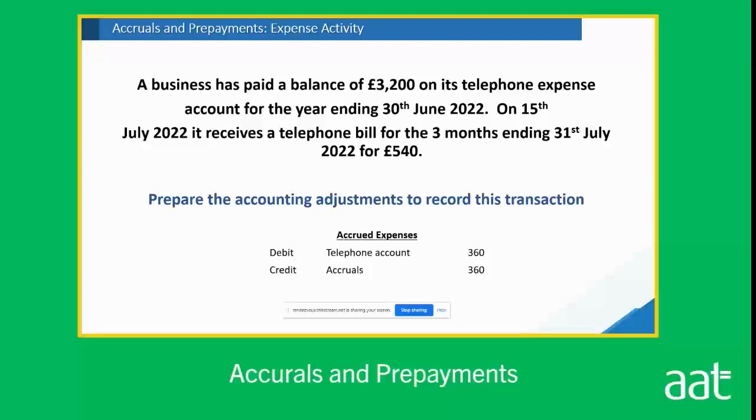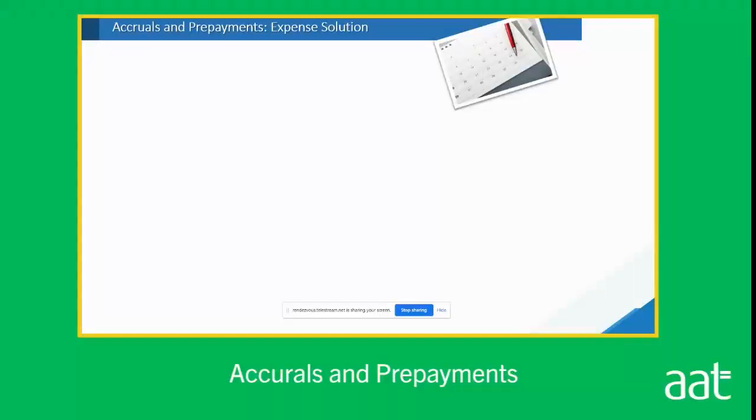The double entry that you can see on the screen is exactly the same as what we saw previously. We're debiting the expense account and we're crediting that accrual account. But quite rightly, as somebody pointed out, not for £540, for £360. And often that can be a challenge for learners, understanding how much and how many periods they should be adjusting for. And therefore, I just want to take a moment to share with you a quick tool which I hope will be of assistance going forward.